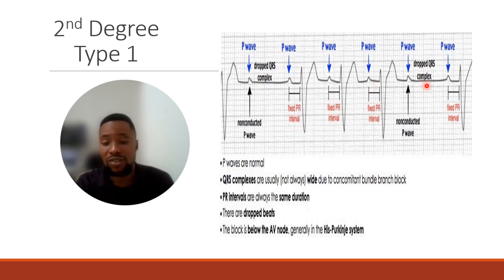It's not going to be progressively prolonged. Now, you will have a drop in QRS complex. This is a perfect example of drop in QRS complex. You have a P wave, but it's non-conducted. You can see there's no QRS complex. Then you have a P wave, the cycle continues like that.